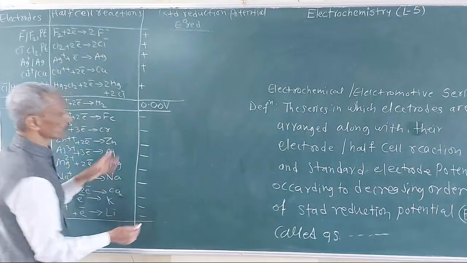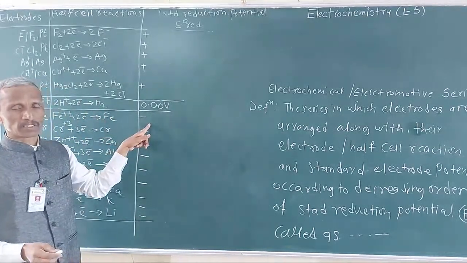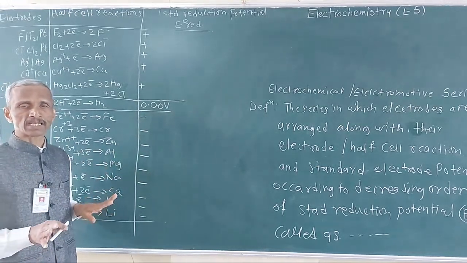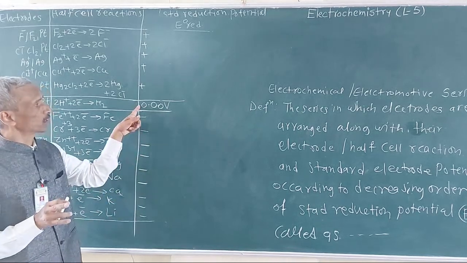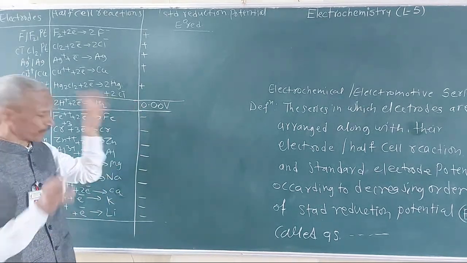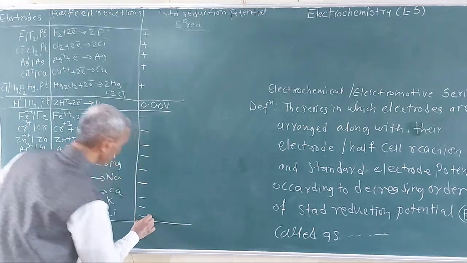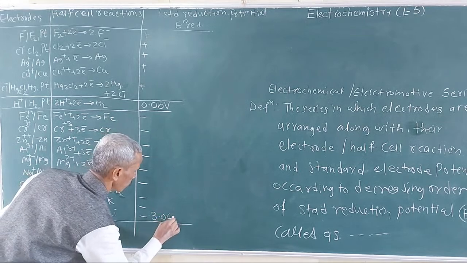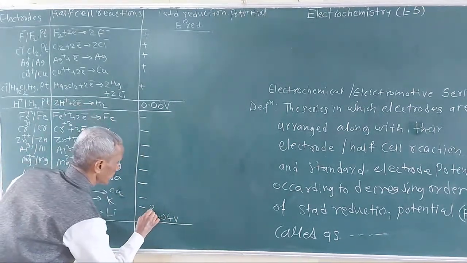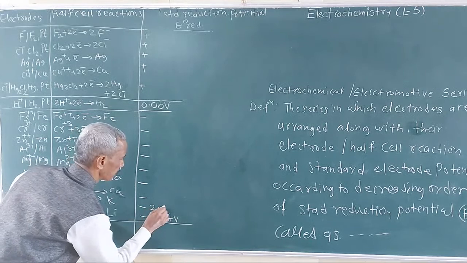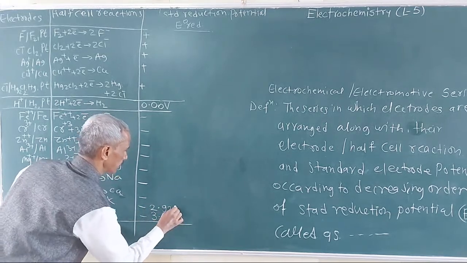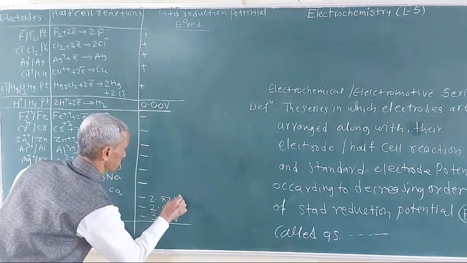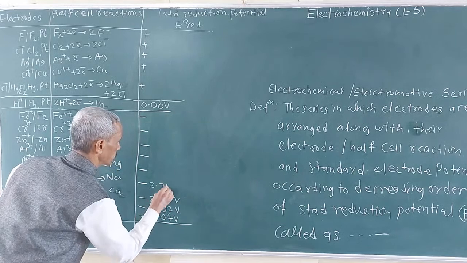All these have negative values of standard reduction potential, which means they have less tendency to undergo reduction compared to the hydrogen electrode. And for this, the lithium electrode has 3.04 volts, then 2.92 volts, 2.87 volts, 2.71 volts.